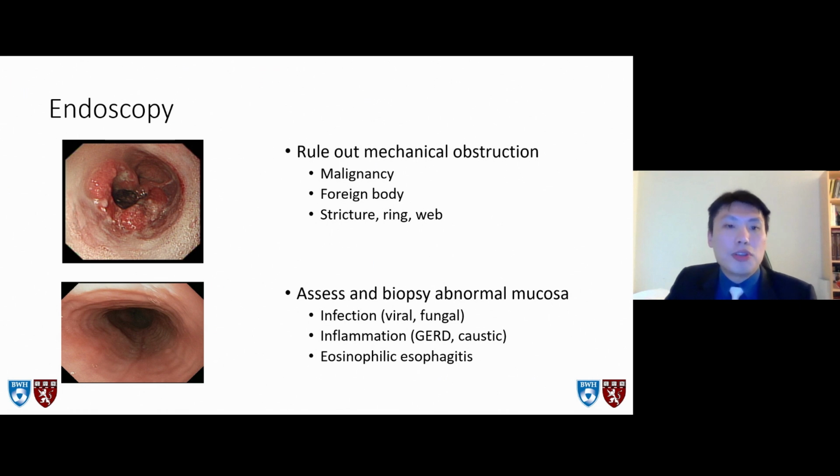Endoscopy is another common modality to evaluate for any swallowing symptoms. Mainly, it can help us rule out any mechanical obstructions such as malignancy, a foreign body, or even stricture, ring, or web. But importantly, it can also help us assess and biopsy any abnormal mucosa. For example, if there are infectious changes, any inflammation from either GERD or caustic injury, or eosinophilic esophagitis, as seen in this picture here.